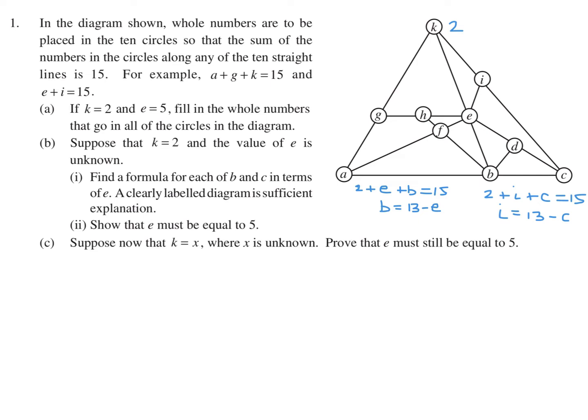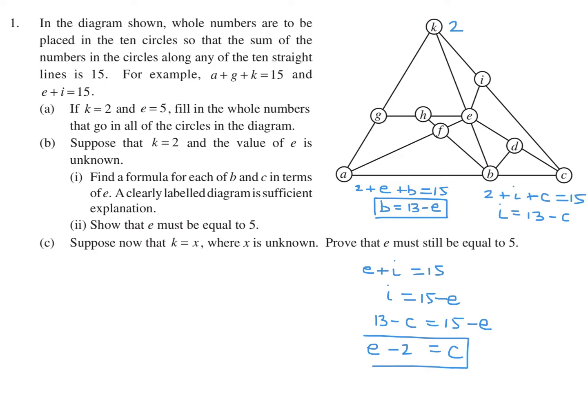Those two basically tell me that E plus I is 15, and therefore I is equal to 15 minus E. Great. So I is equal to 13 minus C is equal to 15 minus E. I can set them equal to each other. So 13 minus C is equal to 15 minus E, and therefore C is equal to E minus 2. And that's it. They wanted B in terms of E and C in terms of E, so that takes care of that one.